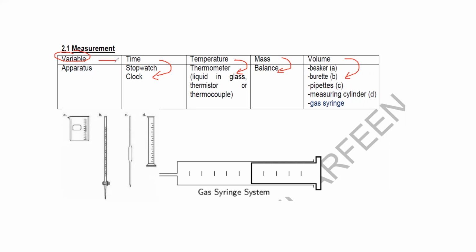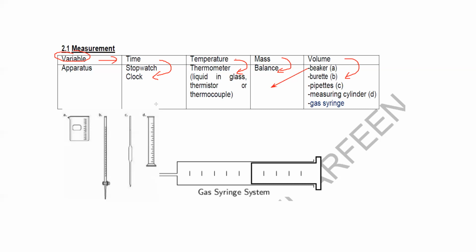So if you want to measure a variable like time, for example 30 seconds, 50 seconds, 100 seconds, the apparatus which is suitable is a stopwatch. If I want to measure the temperature, there are different types of thermometer, but we use a liquid in glass thermometer in our lab. If you want to measure the mass, we can use a balance. And if you want to measure the volume, we can use a beaker, burette, pipette, measuring cylinder, or a gas syringe. So these are the apparatus which can be used for measuring certain variables such as time, temperature, mass, and volume.